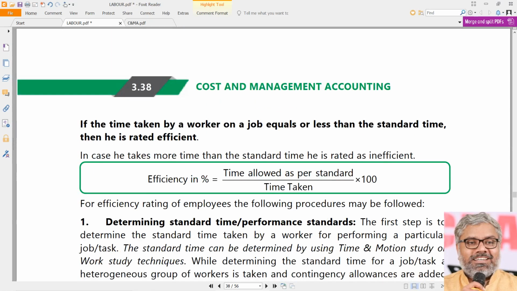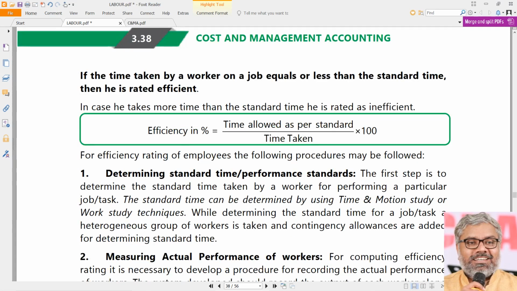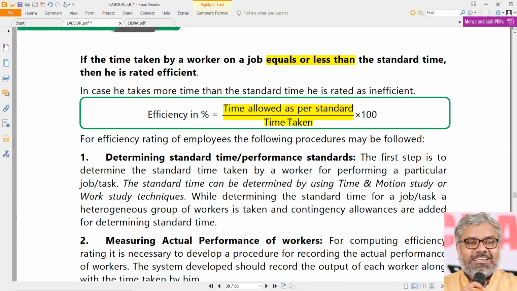Then how to calculate efficiency? Another question comes. Simply speaking, when a worker takes more time than what is given to him, that is inefficiency. And when the time taken by the worker on the job is equal to or less than the time that is allowed, that is standard time, then we say that worker is efficient. So how to calculate efficiency in percentage? Simply, time allowed as per standard divided by time taken, into 100. That is the efficiency percentage. If both are equal, the worker is 100% efficient.